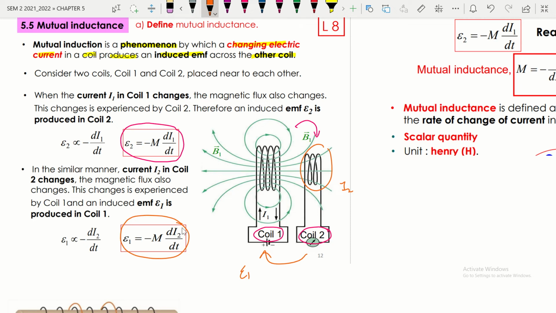So if you got the changes of current, dia akan ada magnetic flux change. So when you got the change, for example dekat coil 2, current changes, magnetic flux akan berubah dan dia akan induce EMF dekat coil 1. Sama juga, kalau dekat coil 1, current berubah dan magnetic flux pun berubah, dia akan induce EMF dekat coil 2. Okay, so that is mutual inductance.